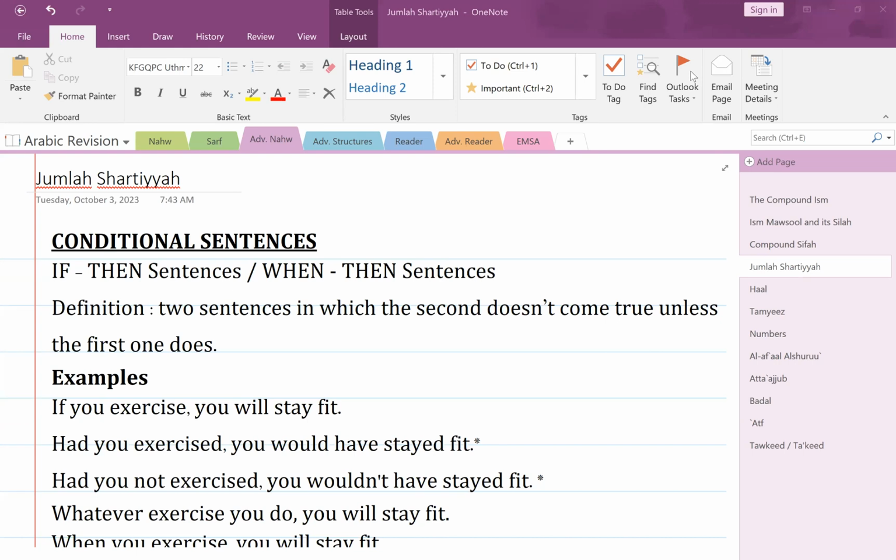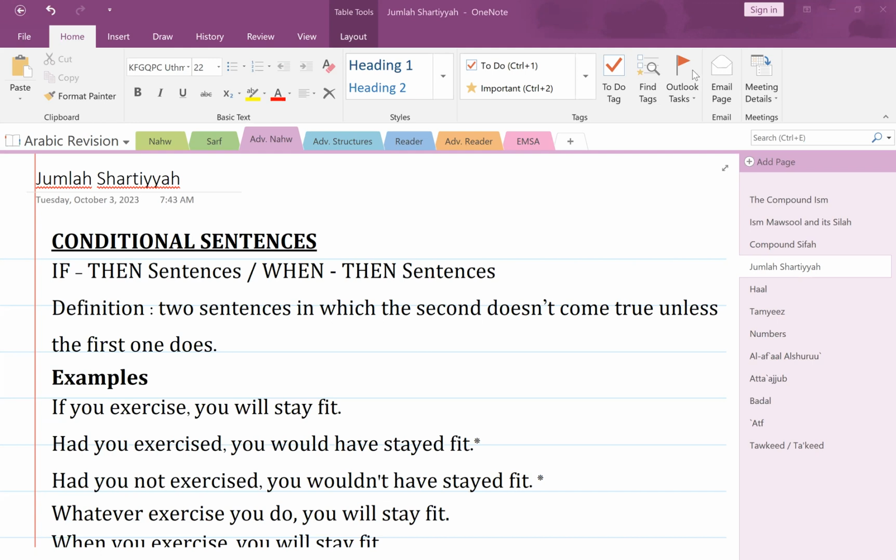We're studying a new topic today, inshallah, within the advanced Nahw, a larger topic. So today we're dealing with Jumlah SharTiyah, which means basically conditional sentences. That's what we're going to take a look at today, inshallah, and hopefully look at some examples as well.